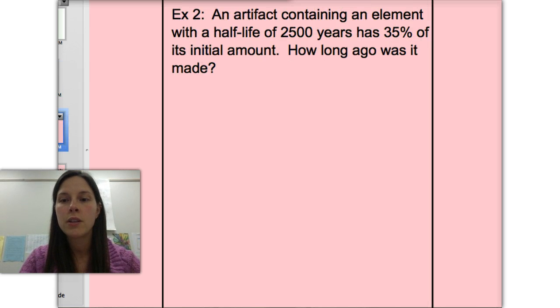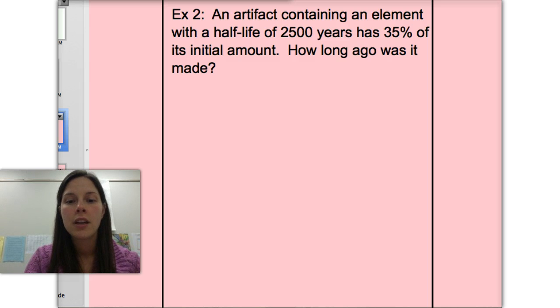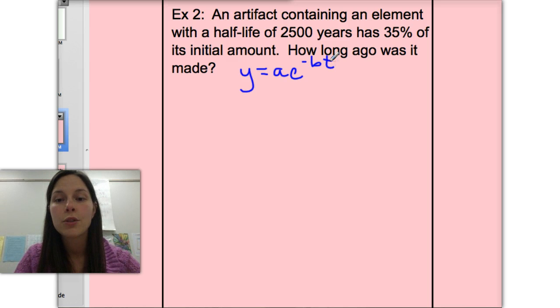One more example. This time we're not given any hints about setting up our equation, but again, we need to know what the decay constant is for this new element. So we first have to start by setting up our equation to solve for that decay constant. So e to the negative b times t power. So we're going to substitute in the values that we know.